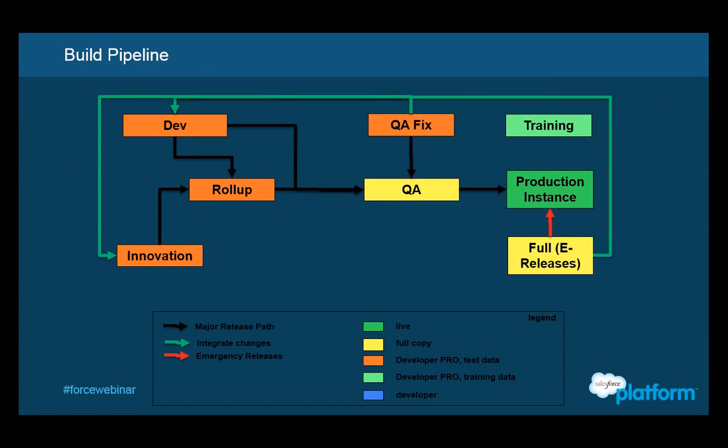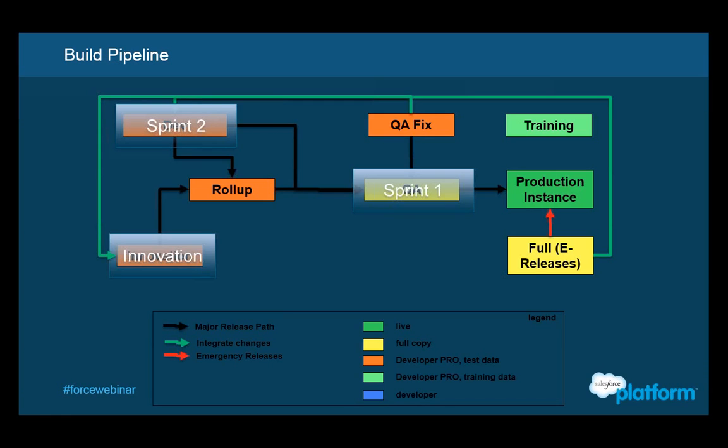Let me walk you through a build pipeline here. So what we're trying to show here is an agile or a scrum team working on regular sprints, but then integrating with multiple development streams. So we'll start off with sprint 1 here. It started off in dev. 2 weeks go by. Sprint 1 moves into the QA environment. Sprint 2 starts in the development environment.